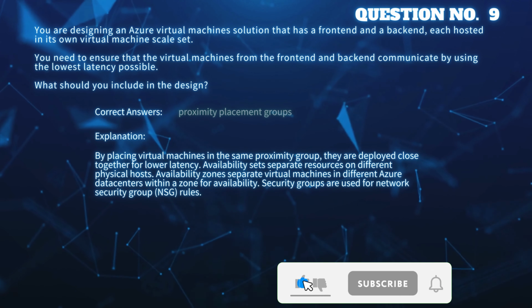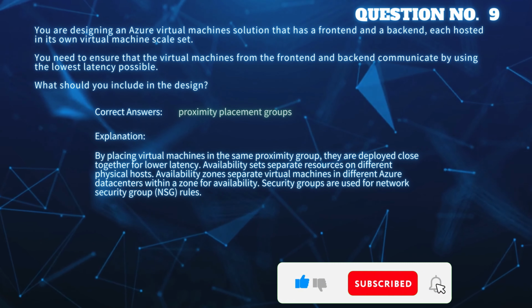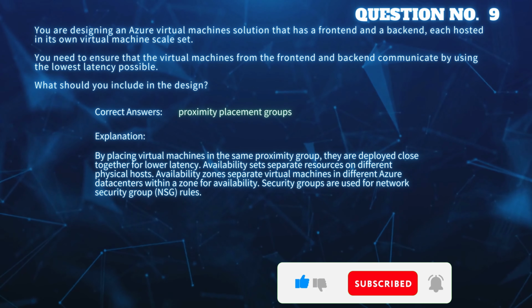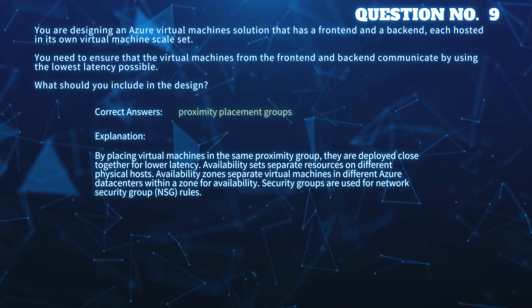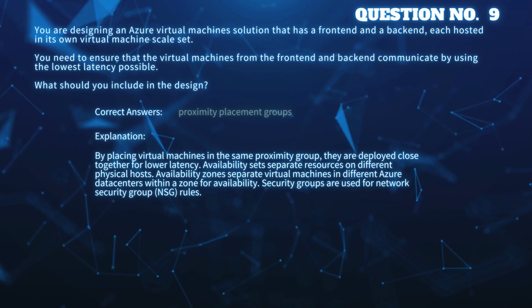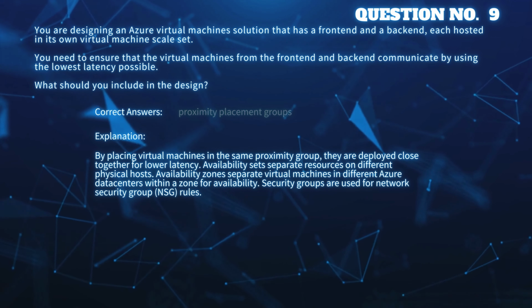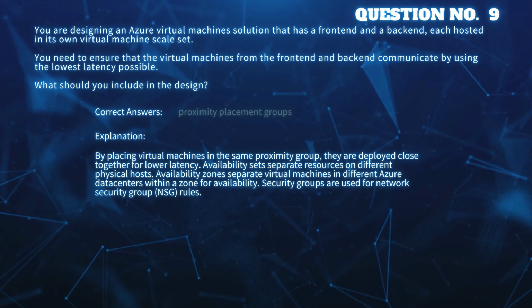Explanation, by placing virtual machines in the same proximity group, they are deployed close together for lower latency. Availability sets separate resources on different physical hosts. Availability zones separate virtual machines in different Azure data centers within a zone for availability. Security groups are used for Network Security Group (NSG) rules.